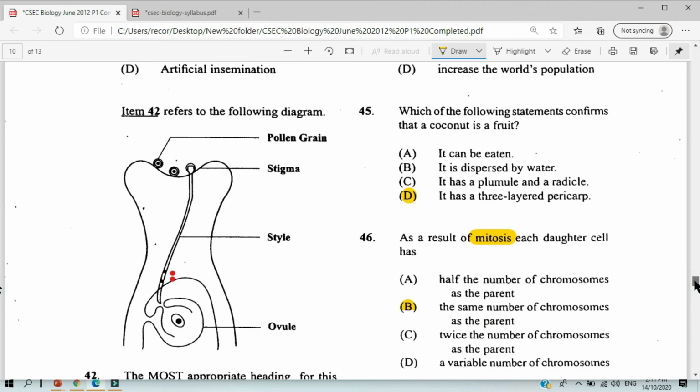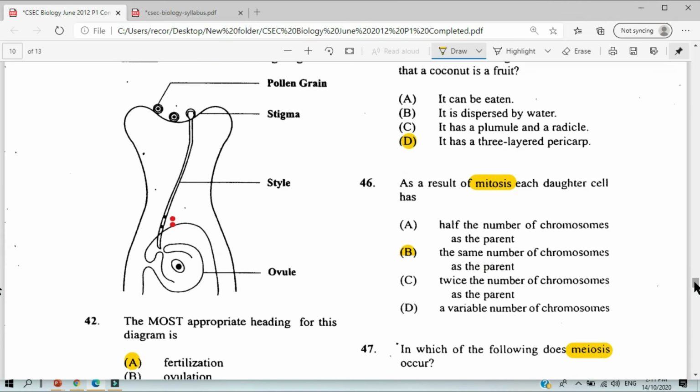46. As a result of mitosis, each daughter cell has the same number of chromosomes as the parent. And this is another textbook question. Had it been meiosis, it would have been the other way around, but for 46, your answer is going to be B.